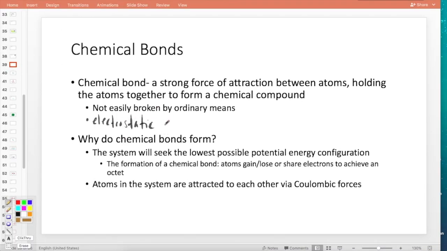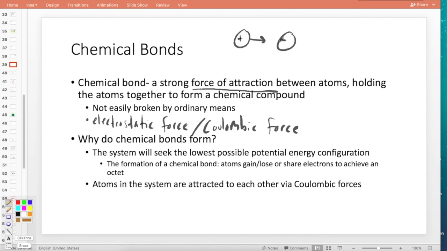What does it mean to be an electrostatic force? Another term for it, which I mentioned down here, is Coulombic force, force of attraction. Hopefully you remember this. These are attractive forces that follow Coulomb's law. Charged particles, positively charged particle, negatively charged particle. There's a force of attraction that they have towards each other.